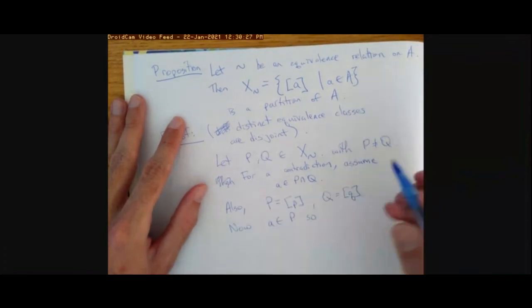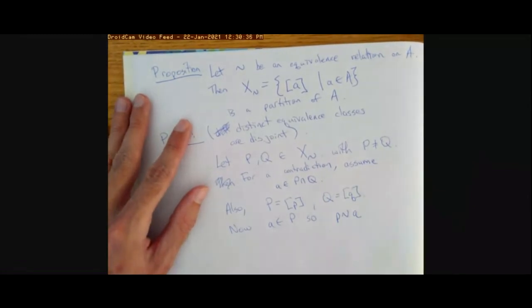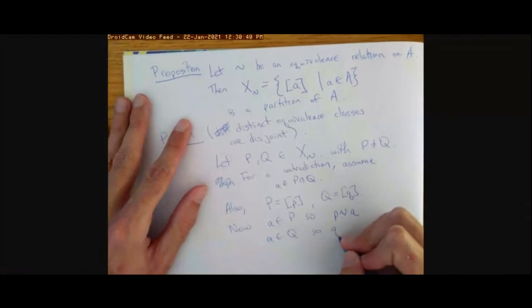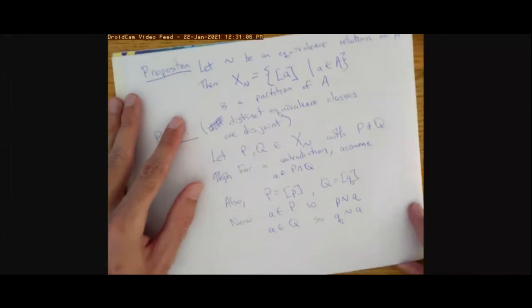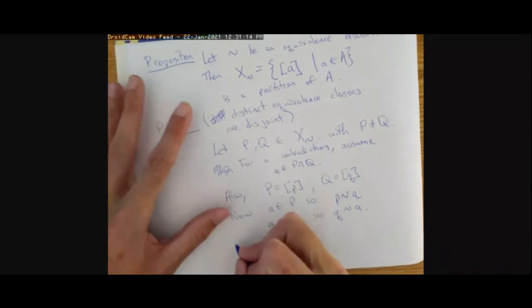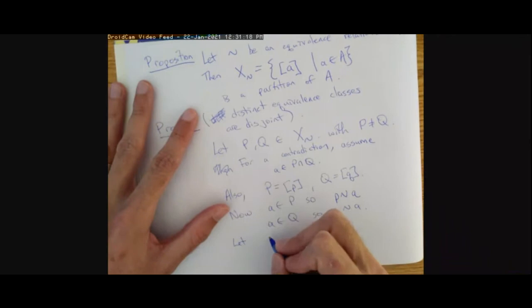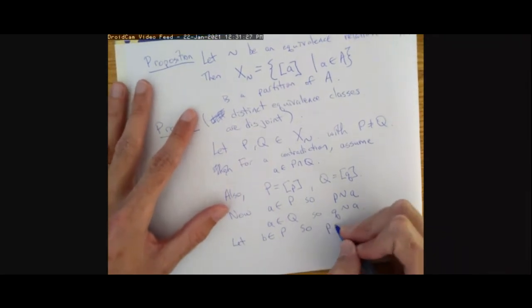Now let A be in the intersection, so A is in P. The definition of equivalence class means that p is related to A, so we write p squiggle A. And A is in Q, so q squiggle A. Now, we just need a way to prove that P is a subset of Q. So let B be in P. So that means that p squiggle B.